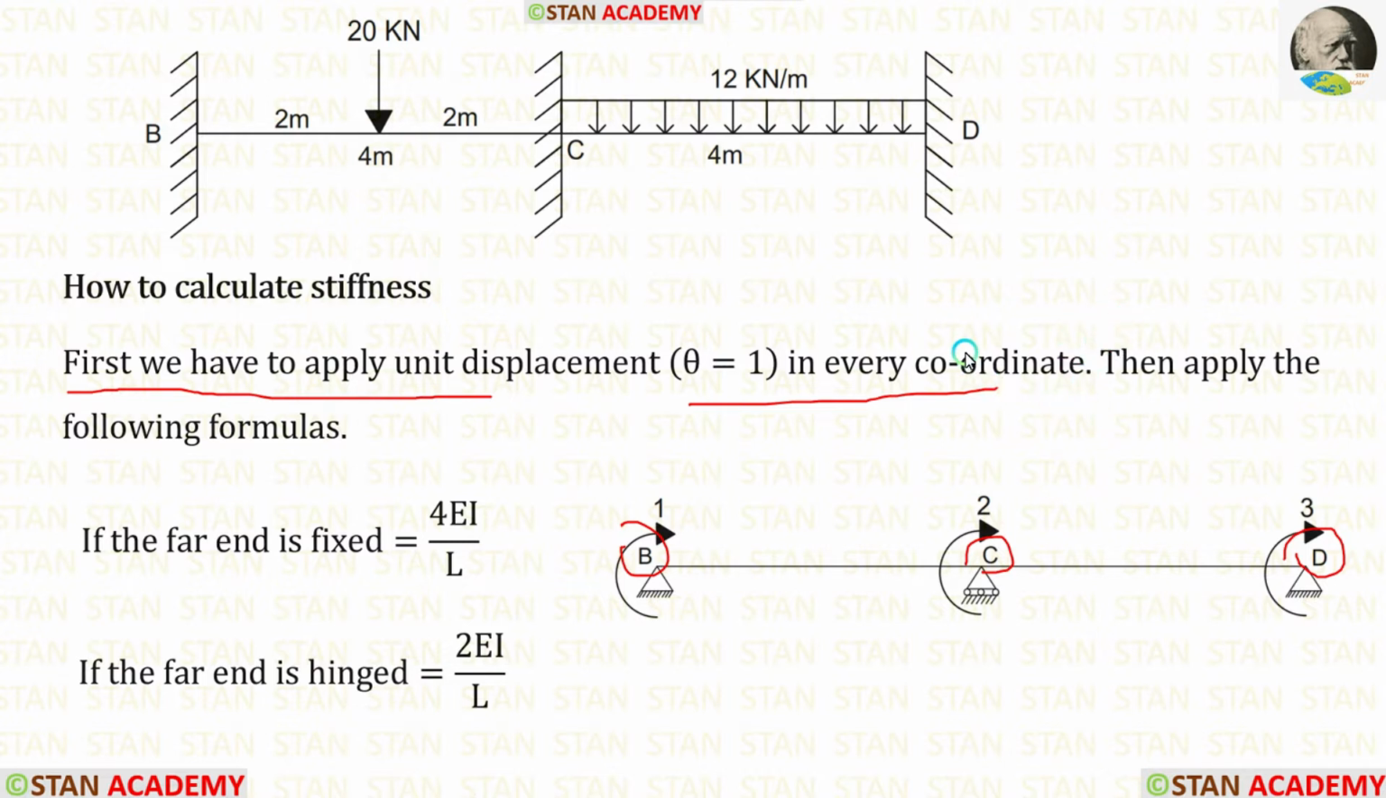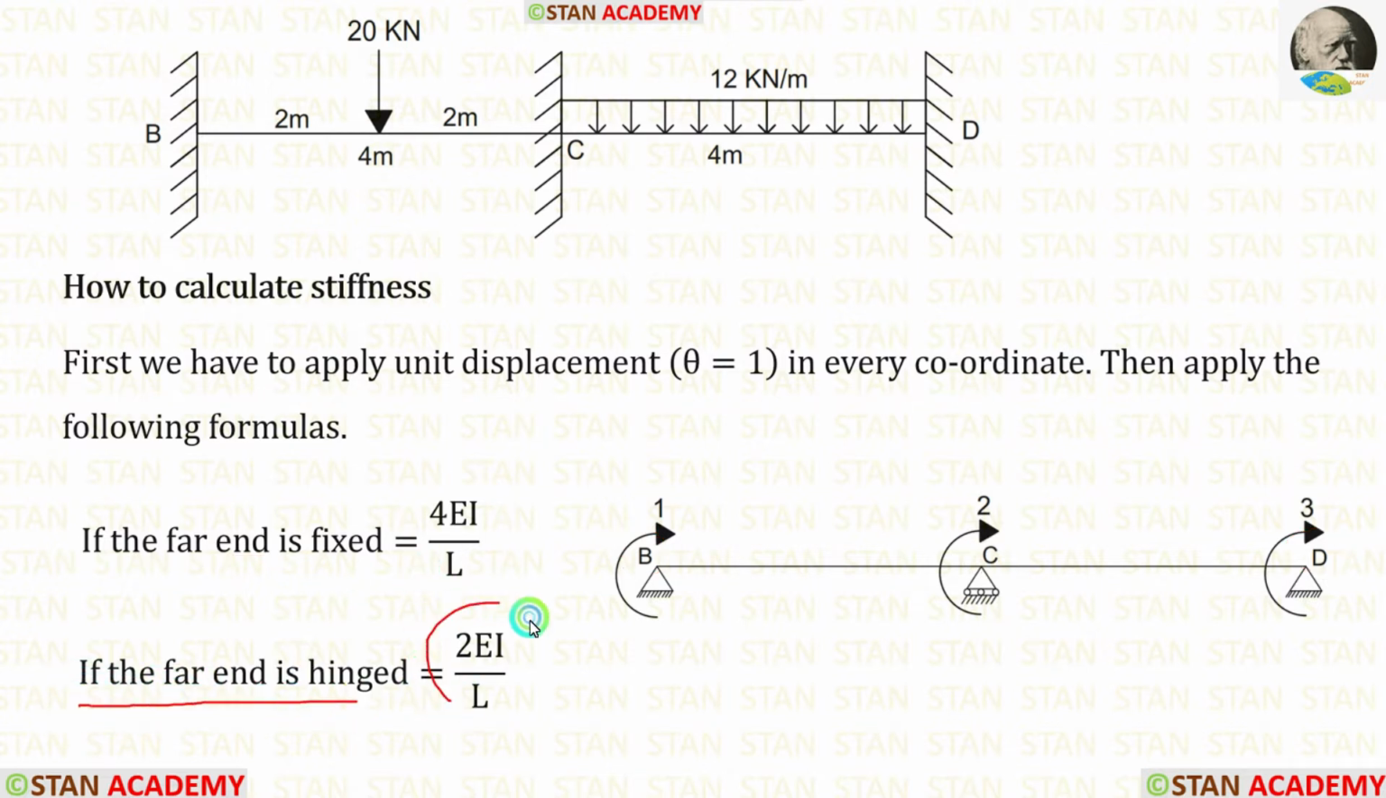Then we have to use the formulas. If the far end is fixed, the formula is 4EI upon L. If the far end is hinged, the formula is 2EI upon L.